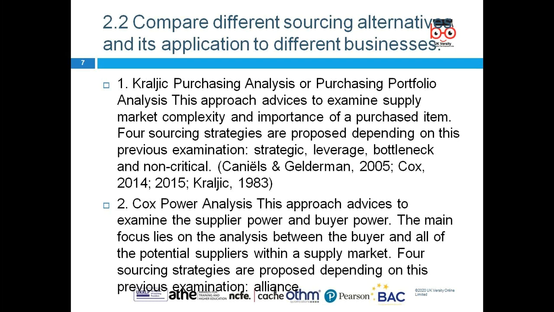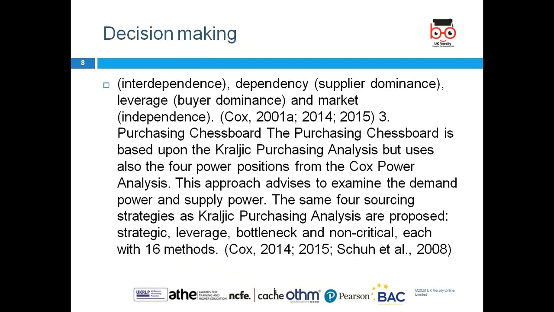Then second, we discussed power analysis. This is the approach advised to examine the supplier power and the buyer power, which I mentioned to you as Porter's 5 forces as well, when we outsource. The main focus here is the analysis between the buyer and all the potential suppliers within the supply market. Four sourcing strategies are proposed depending on the previous examination. We can look at the alliance we can make, dependency, supplier dominance, leverage, buyer dominance, and market independency.